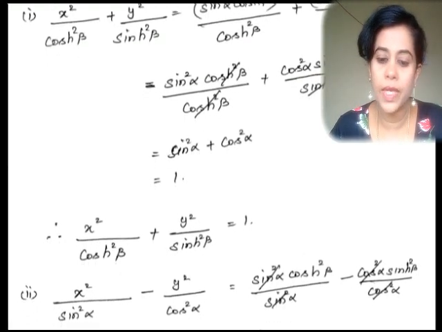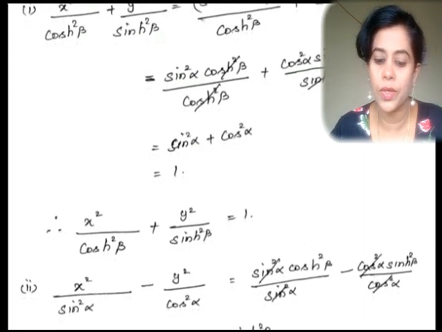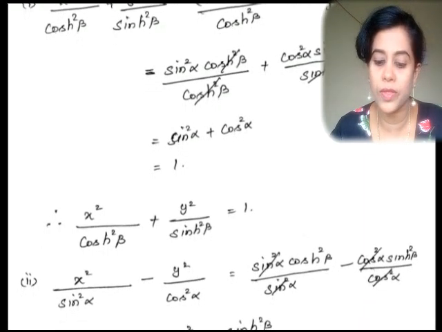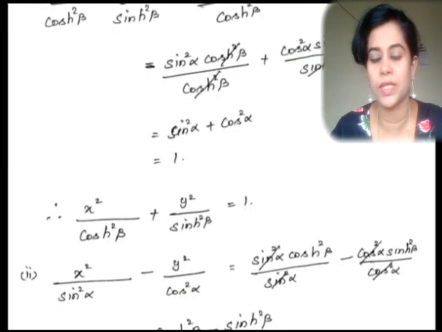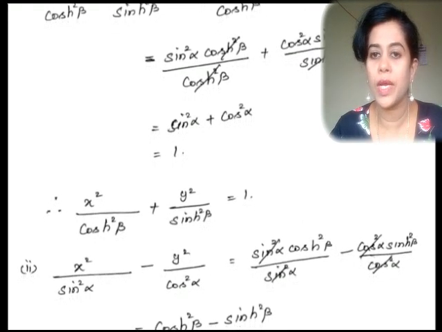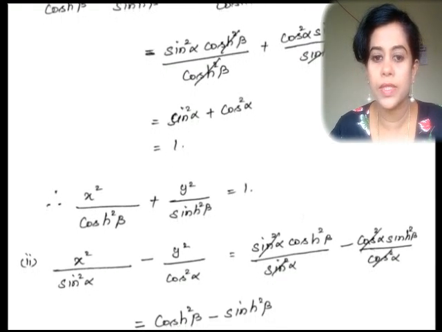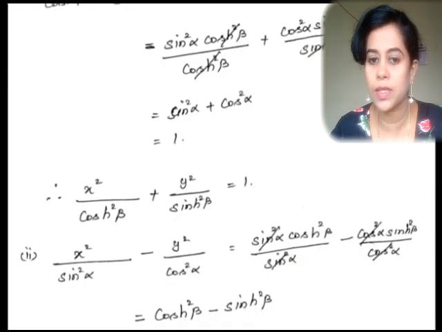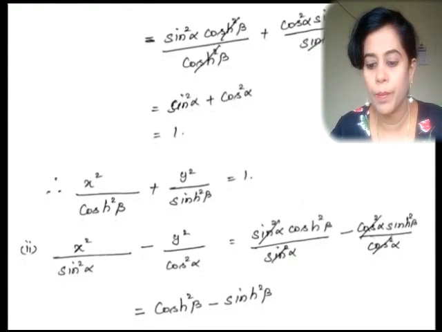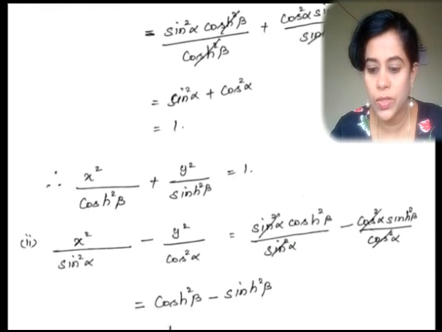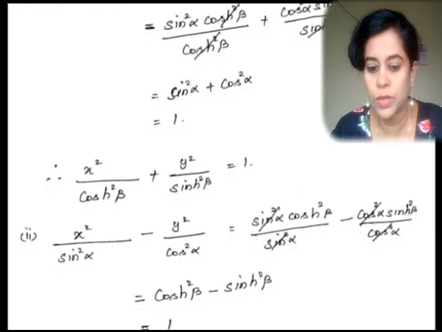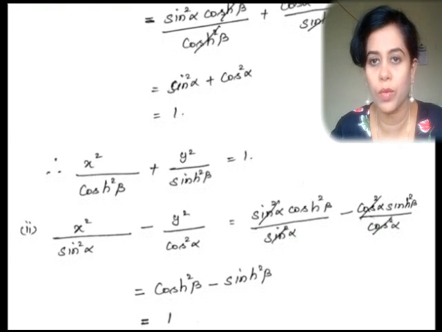The second says that x squared by sin squared alpha minus y squared by cos squared alpha is equal to 1. This is what we have to prove in the second subdivision. Let me substitute the values of x and y here: x is sin alpha cos h beta, y is cos alpha sin h beta. Now let me substitute it there. It is sin squared alpha cos h squared beta, because we need the x squared term and the y squared term.